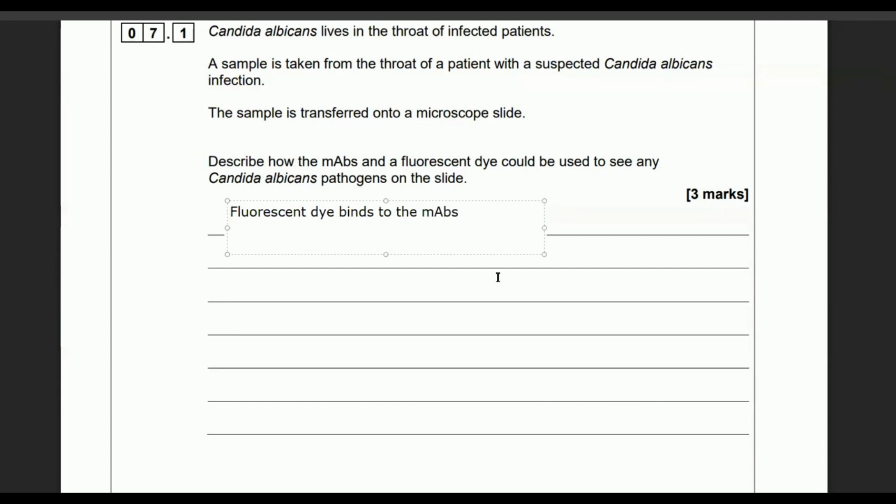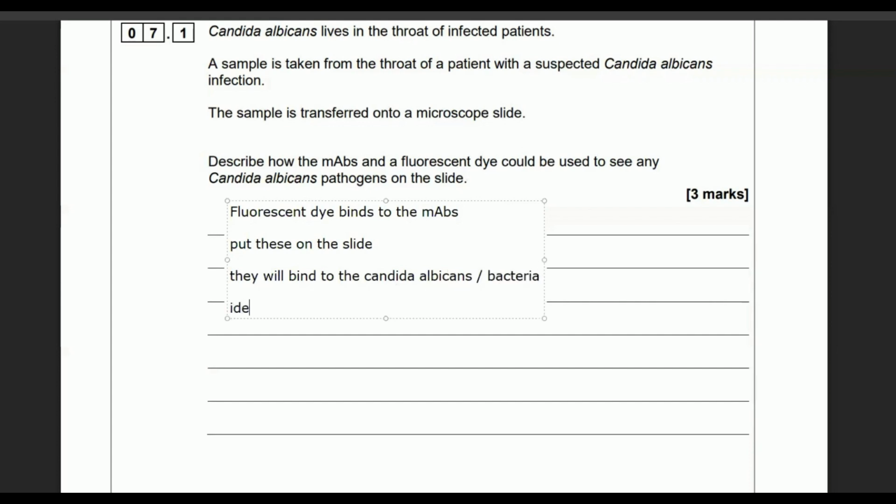Then put these on the slide. They will bind to the Candida albicans, or what was it, a bacteria. They're going to bind to the bacteria, identifying under the microscope the presence of the bacteria.